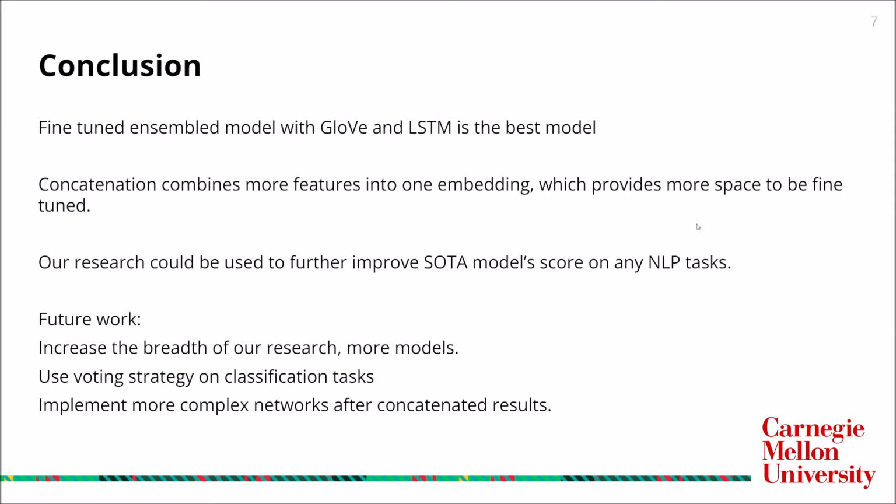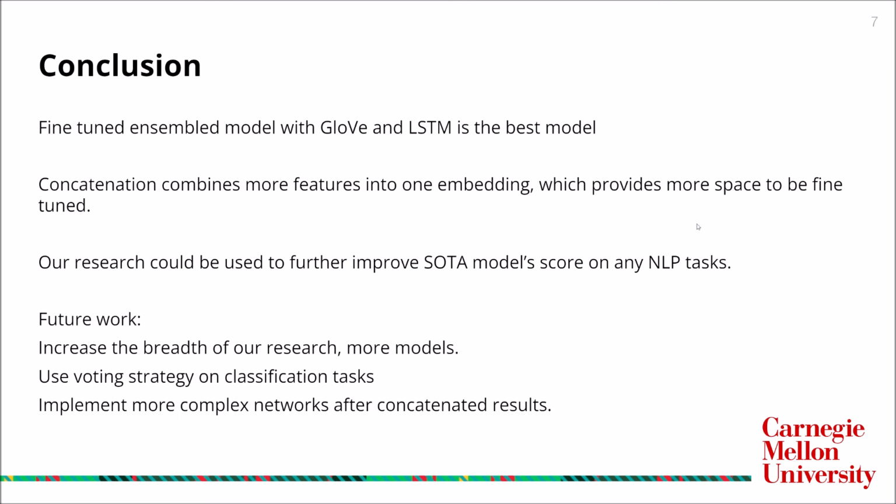In conclusion, our fine-tuned ensembled model with GloVe and LSTM has shown better performance in almost every task. We believe that concatenating embeddings from different models combines more features into one embedding. When comparing with individual models, this provides more space for the model to be fine-tuned. Our research could be used to further improve state-of-the-art models' scores on any natural language processing tasks.